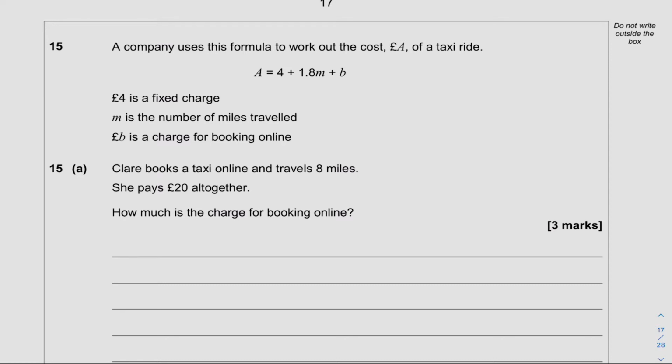So for question 15, we are told that a company uses this formula to work out the cost of a taxi ride, where A is the cost. So A equals 4 plus 1.8m plus b, where m is the number of miles travelled, 4 is a fixed charge, and b is the charge for an online booking. We are then told that Claire books a taxi online, and she travels 8 miles. She pays £20 altogether, and we need to work out the charge for an online booking. So we need to work out b.